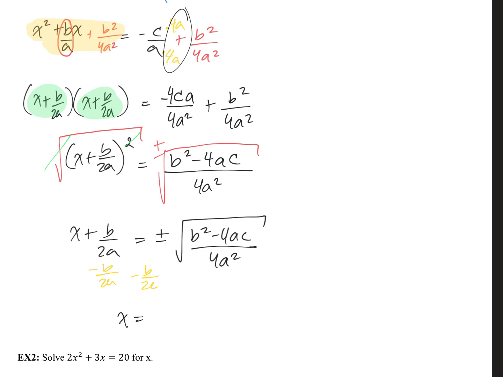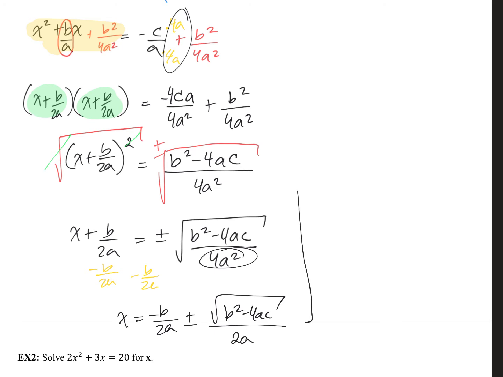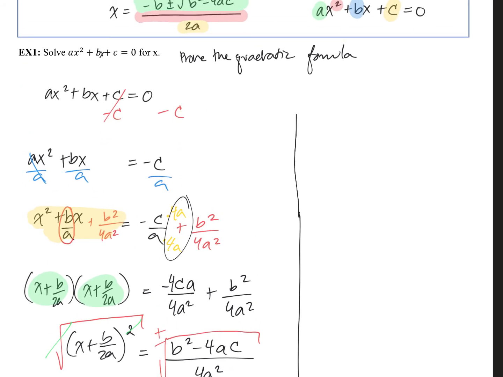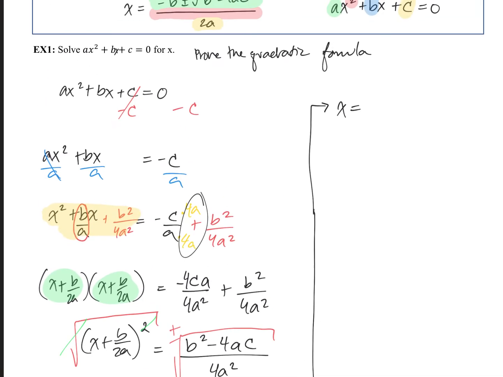We get x equals negative b over 2a plus or minus the square root of b squared minus 4ac all over, and we simplify the 4a squared into 2a. We got rid of that square root. And now what do we have? We have x equals negative b over 2a plus or minus the square root of b squared minus 4ac all over 2a.